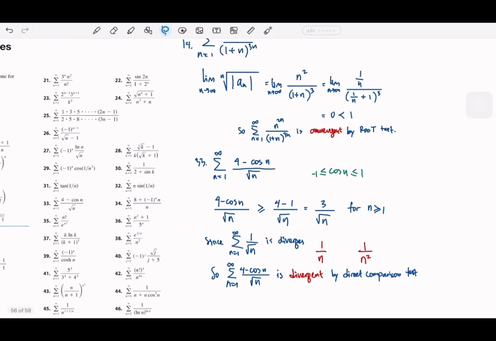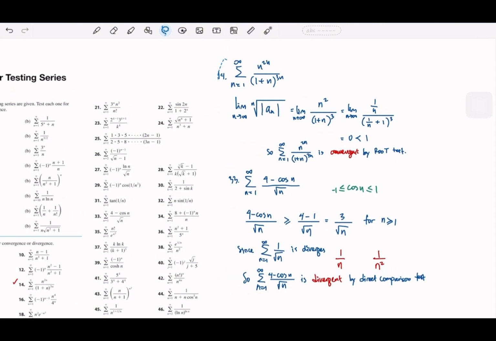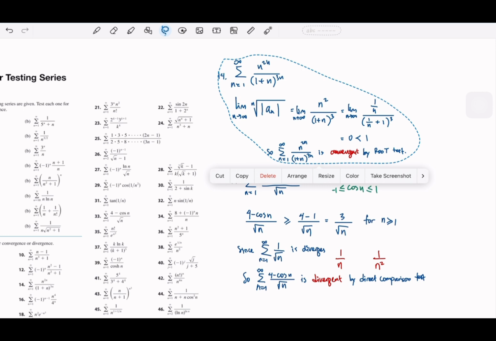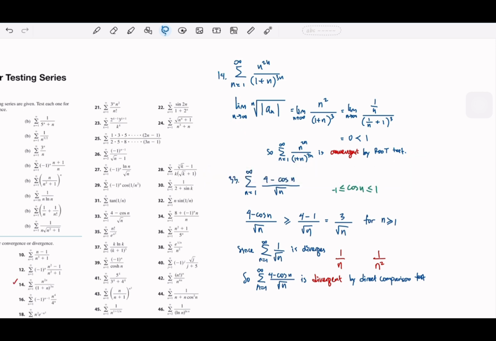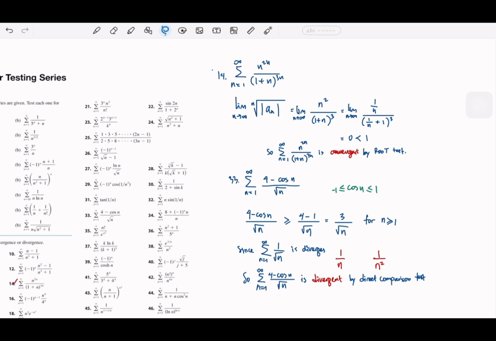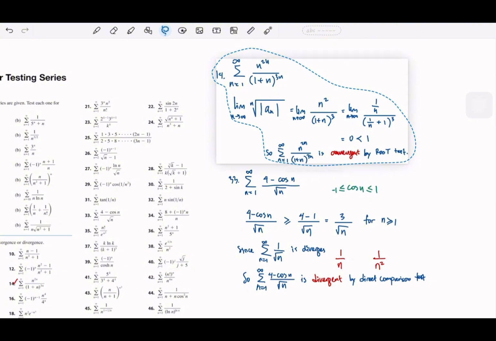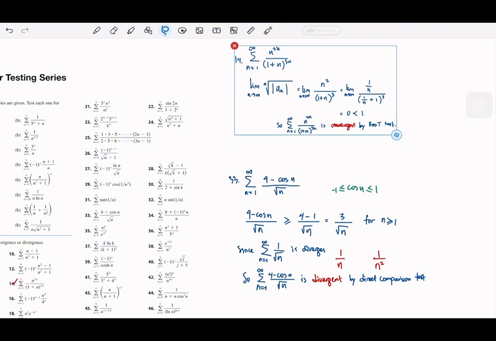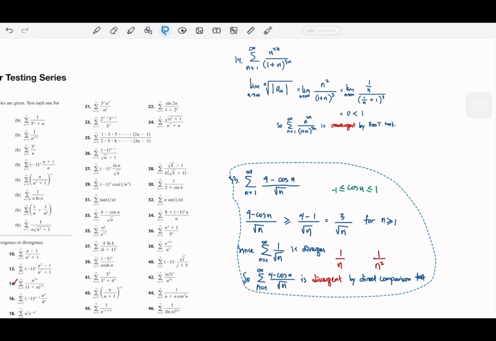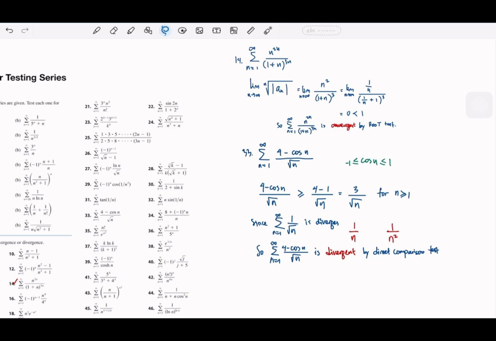Maybe let me make this going up and smaller. Resize. Okay.